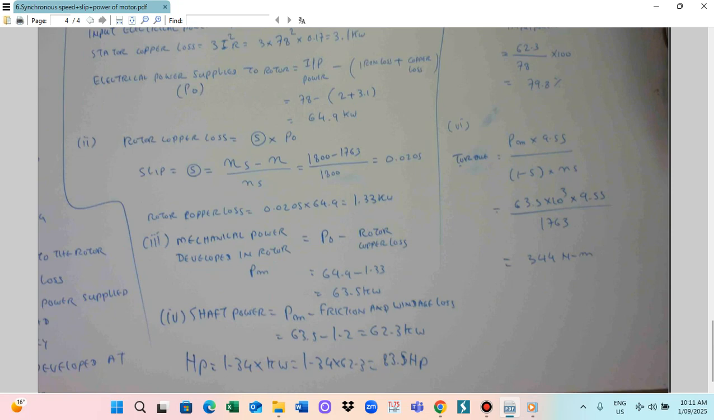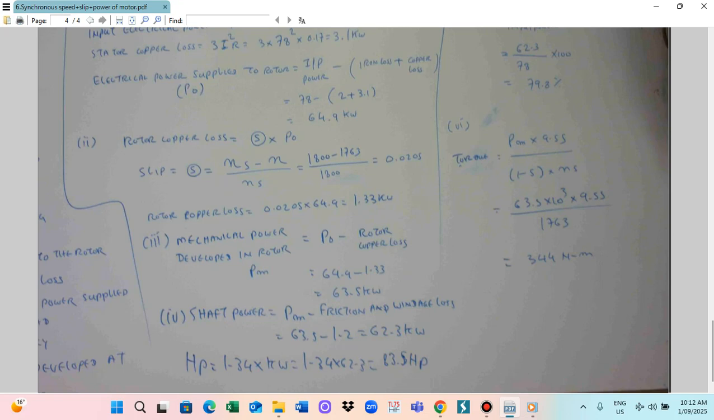and then you can calculate the rotor copper loss. So the slip is 0.0205, multiplied by P0, which is 64.9. Then we calculate, this will be 1.33 kilowatt. So this is the answer for 2. The rotor copper loss can be calculated as 1.33 kilowatt.